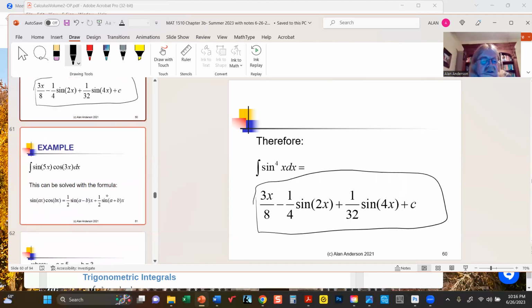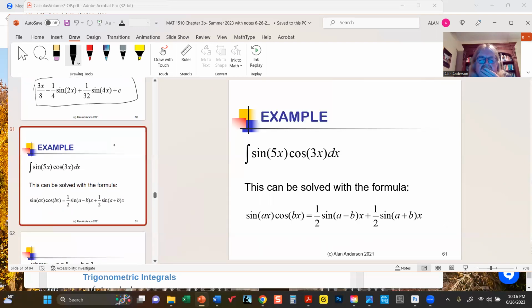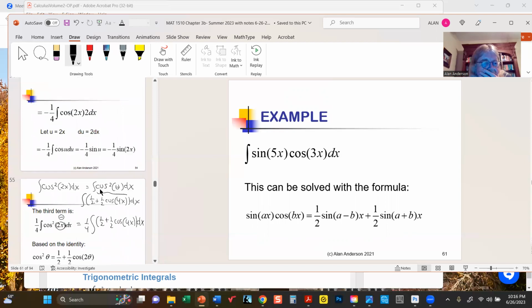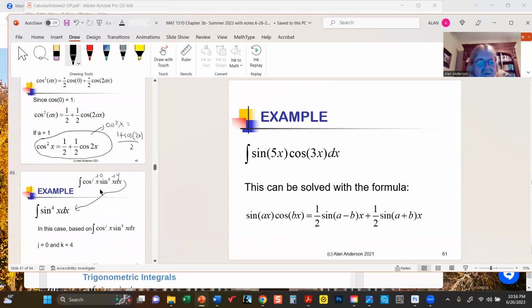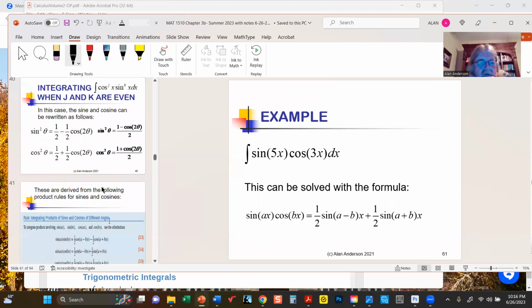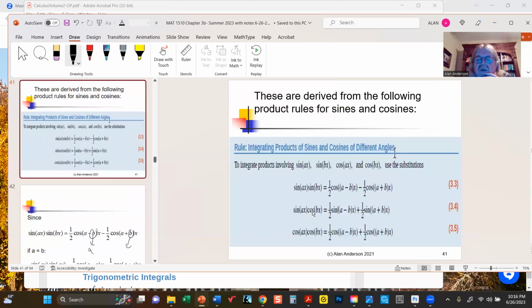Now this next example will be very straightforward. You can see the role now of this formula. And by the way, this is the only one we haven't used so far. If you look at this chart, it came from the book. These products, the one in the middle is the one we haven't used yet: the sine of ax times the cosine of bx.